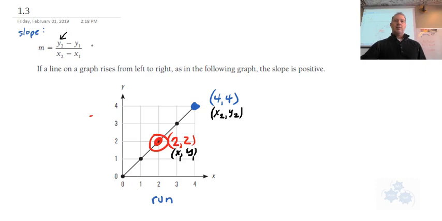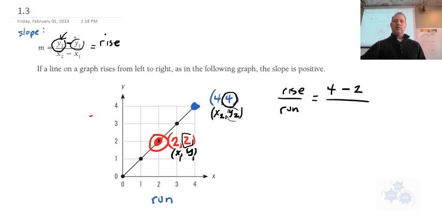How do I calculate what would be the rise? Well, I take the second y value. See it? It's right here. That's a 4. So my rise over run is going to be y2, 4, minus y1. And what's the y1? Well, for this point it is 2. So that's y2 minus y1.